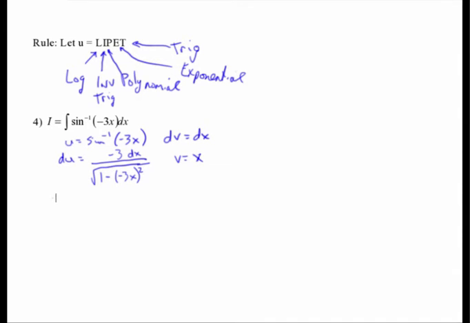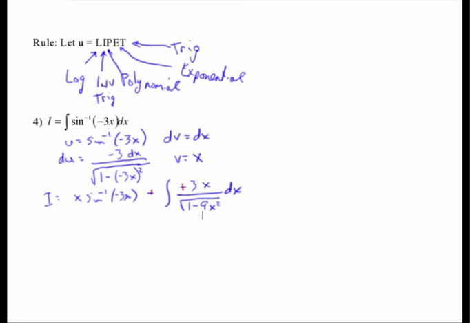Let's plug it all in. So we have uv, x inverse sine of negative 3x, minus the integral of v du. I'm just going to multiply that stuff out. So we'll have negative 3x over the square root of 1 minus 9x squared dx. Now, when I do this, let's first make that a positive. And now we have just another integral, and we have to use any of our techniques to do so.